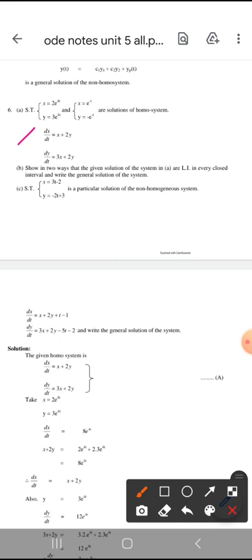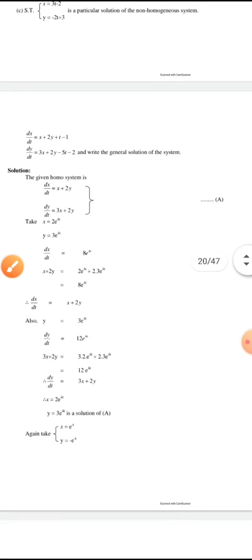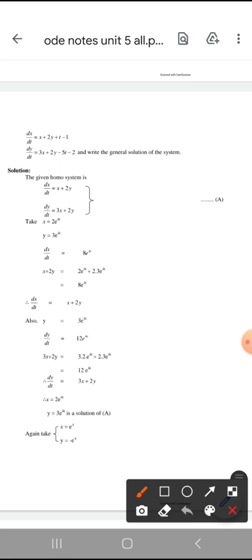Now we are solving part A. The solution starts here. The given homogeneous system, we write these two equations, dx/dt and dy/dt, and consider it as equation A. Now we take x = 2e^(4t) and y = 3e^(4t), as given in the question.